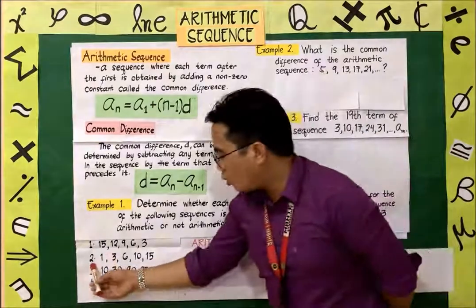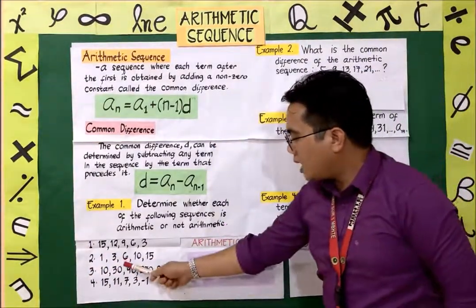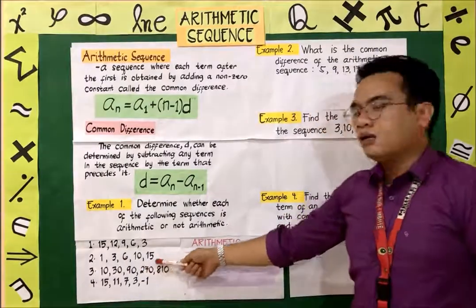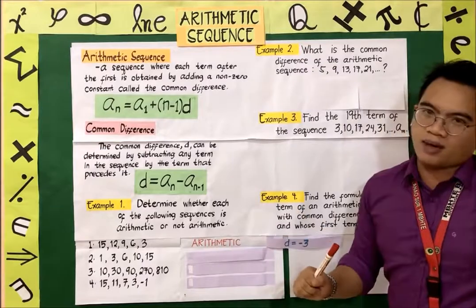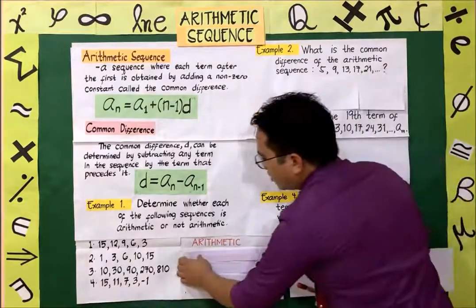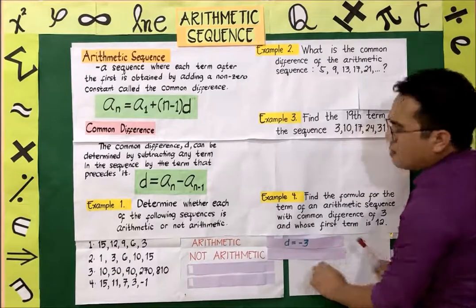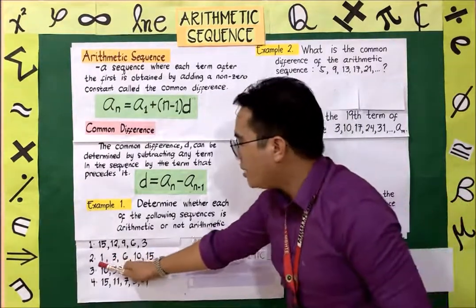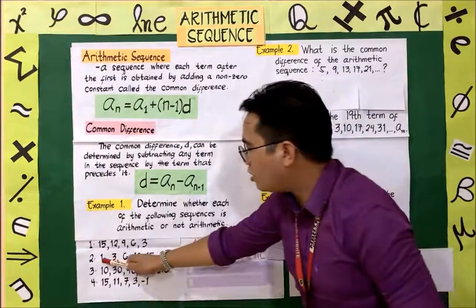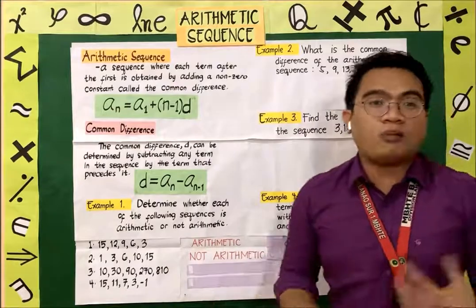For number 2, so given natin we have 1, 3, 6, 10, and 15. So, is number 2 arithmetic or not arithmetic? Okay, so number 2 is not an arithmetic sequence. Bakit siya hindi arithmetic? So, kung papansinin natin yung sequence dito na 1, 3, 6, 10, at saka 15, wala siyang common difference.